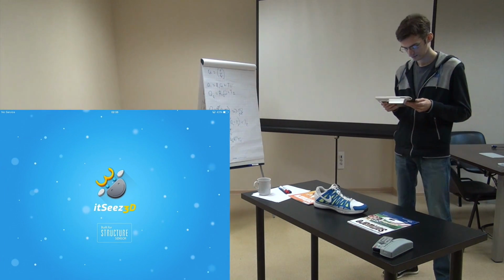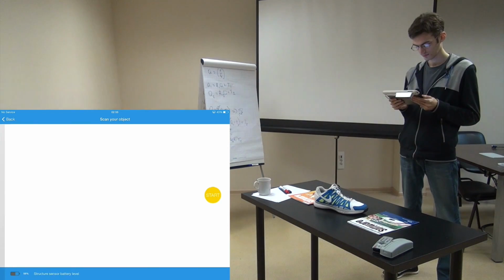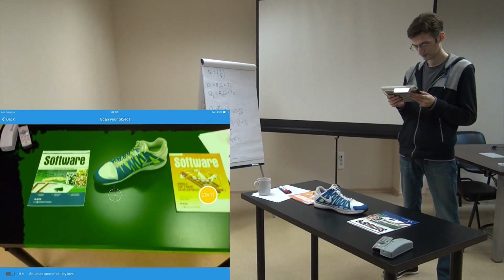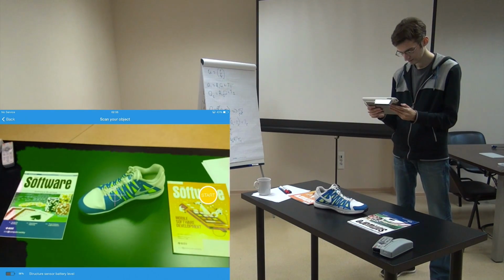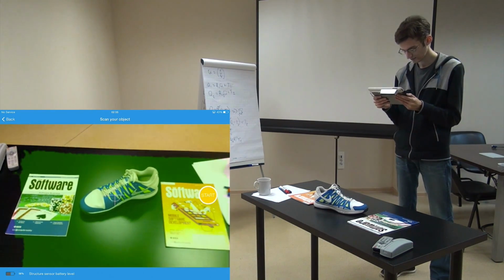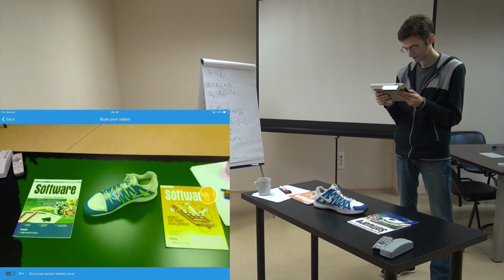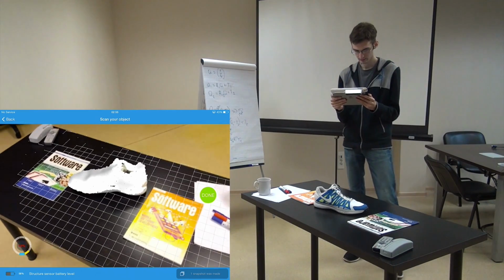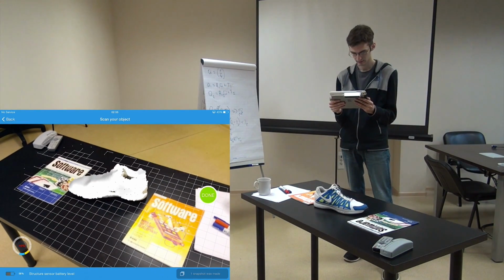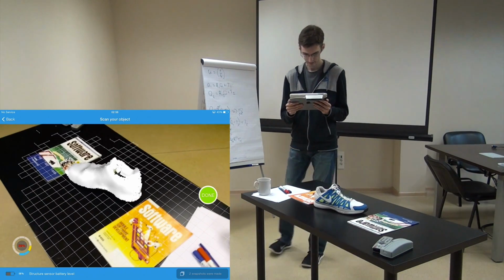I start the itSeez3D application, press the new scan button and select to scan an object. You will see that the table is highlighted by green color. I point the camera so that the object is in the screen center. Wait a little bit to let the camera focus and press the start button. You can see that a part of the object is now covered with white points. Our task now is to make more shots and cover the whole object with white points.